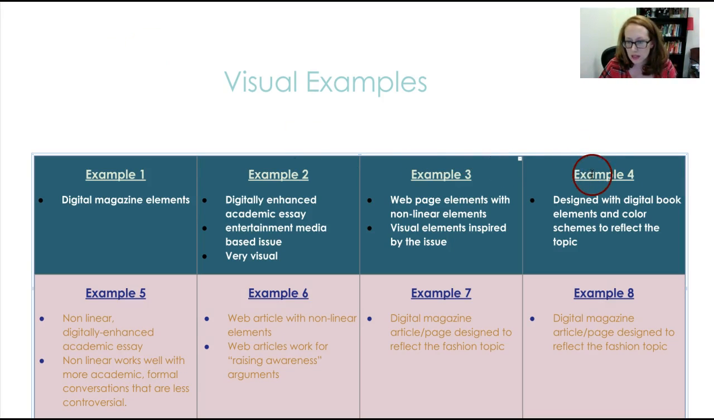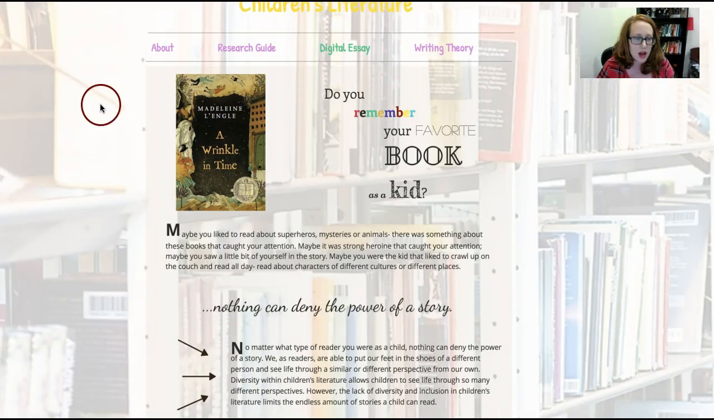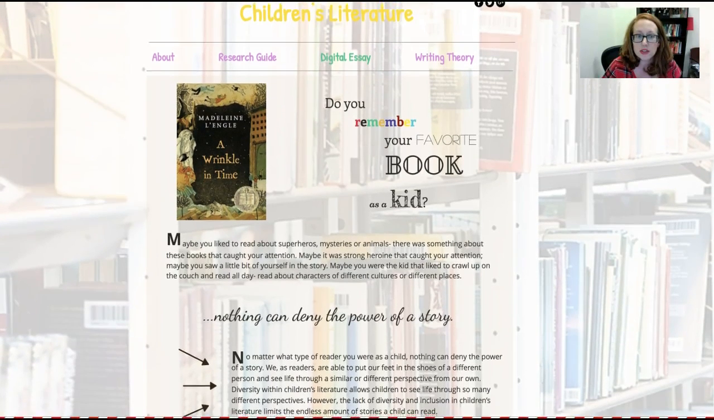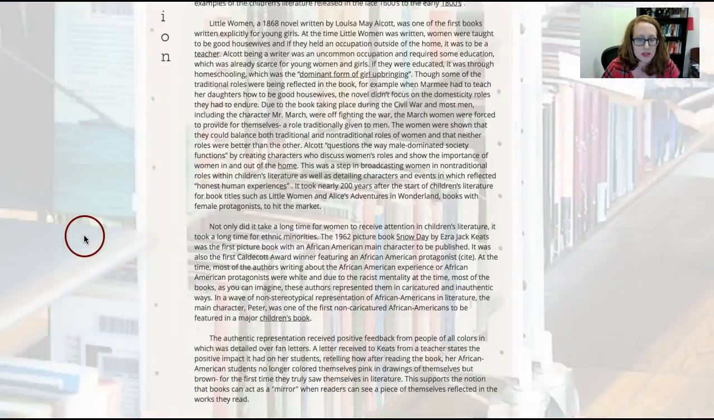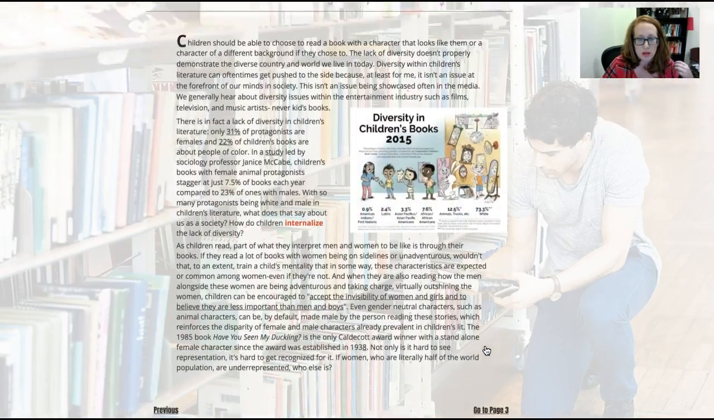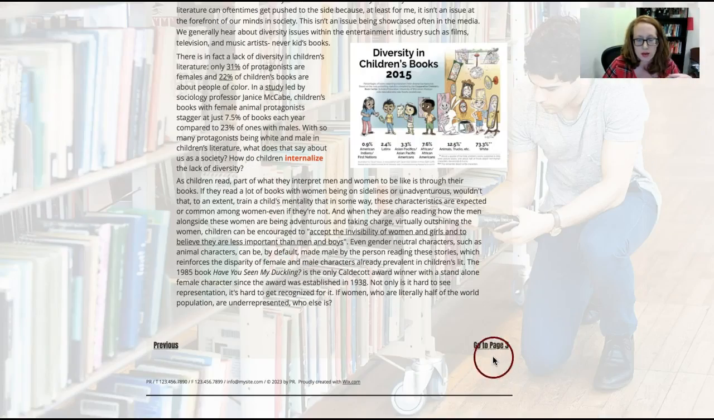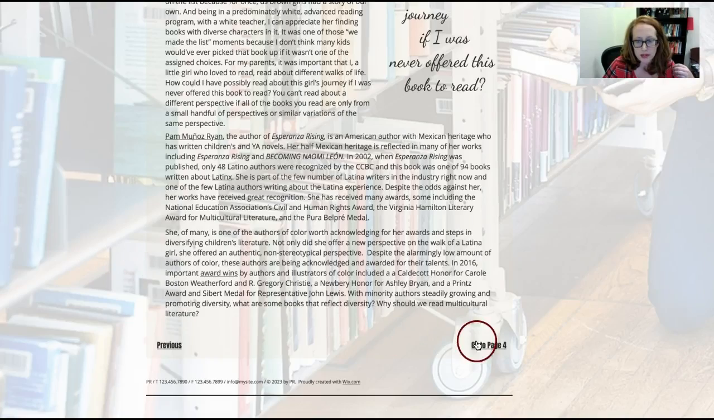Let's see. This is one I've shown you before. It was the winner, I believe last year or the year before, for the inquiry writing category. The topic is obviously children's literature, and she used a lot of design elements as if it were kind of a digital book. You can flip through the pages, and each page sort of moves through a different topic.